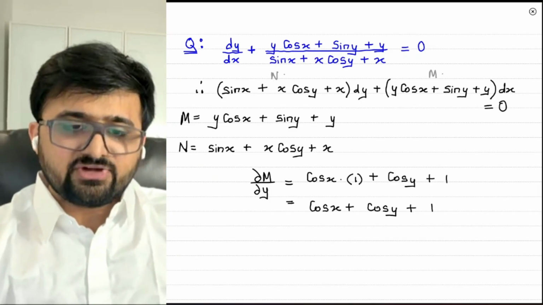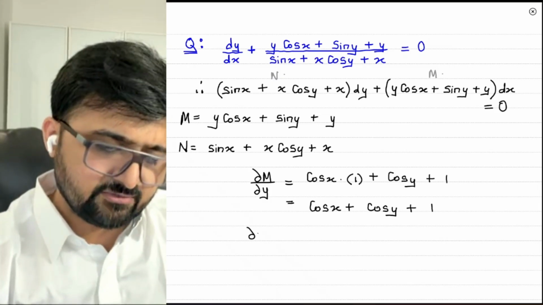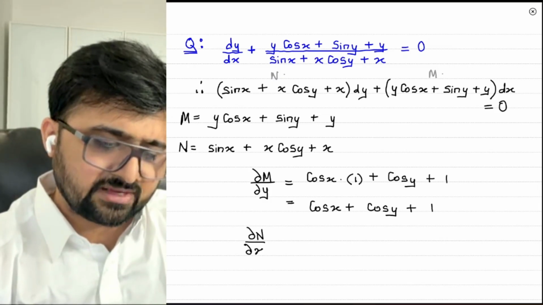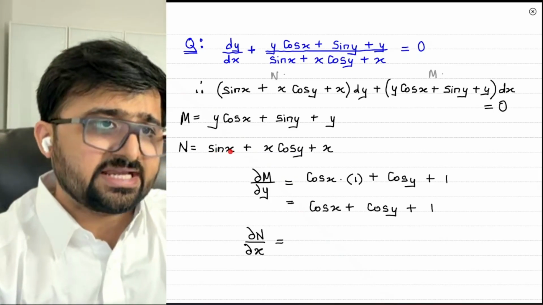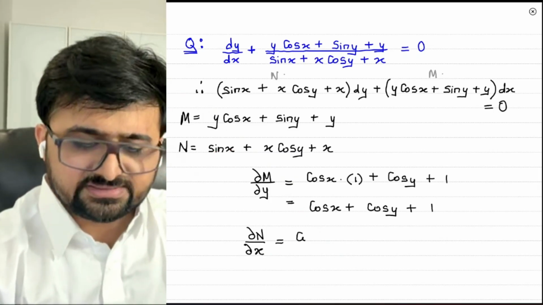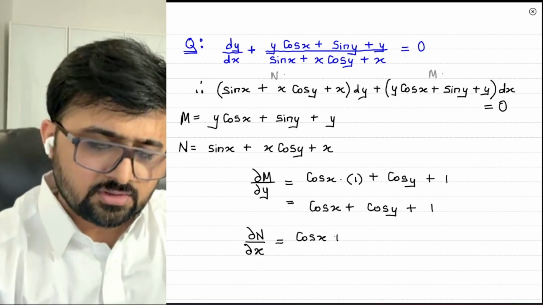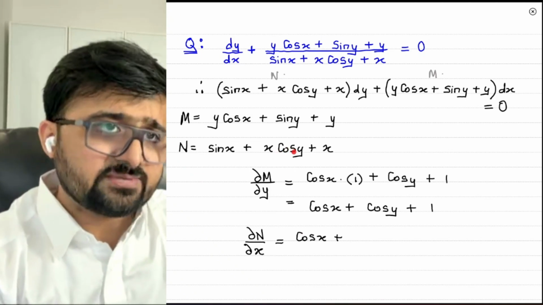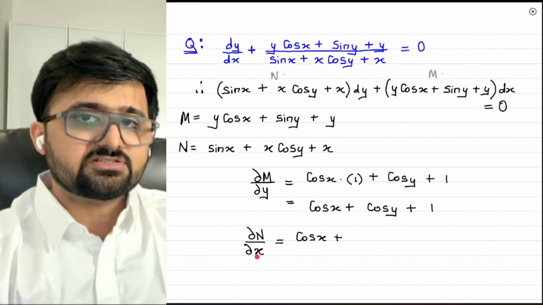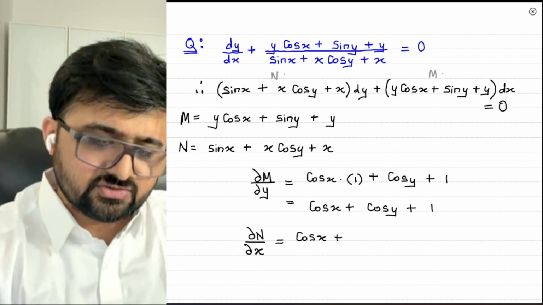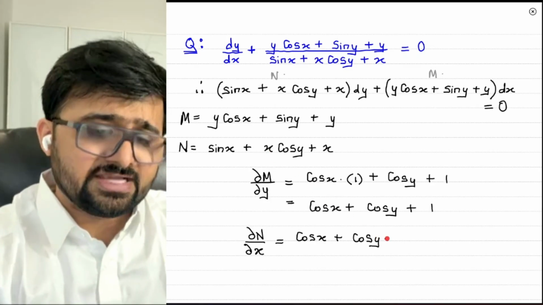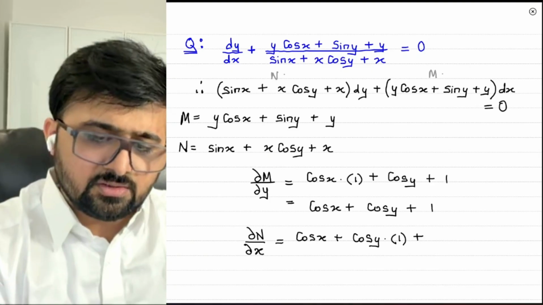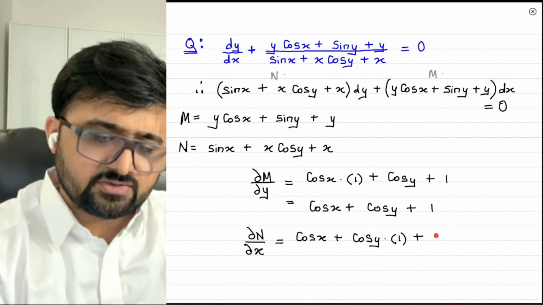Now let's find the other derivative, which is the derivative of N with respect to x. Let's differentiate sin x. The derivative of sin x with respect to x is cos x, plus x cos y. Remember, y is constant. When you're differentiating with respect to x, y is constant. So you have cos y times the derivative of x with respect to x, which is 1, plus the derivative of again x with respect to x, which is 1.